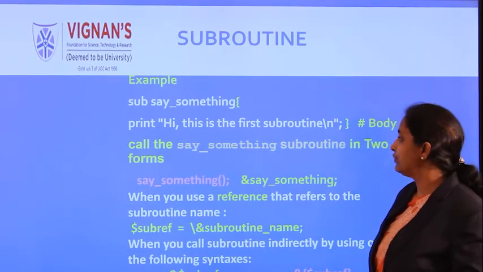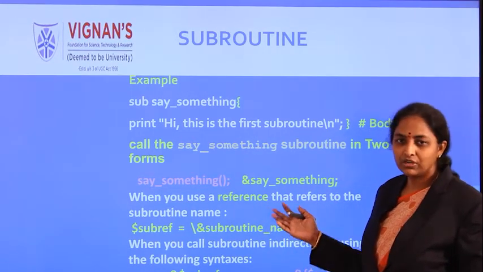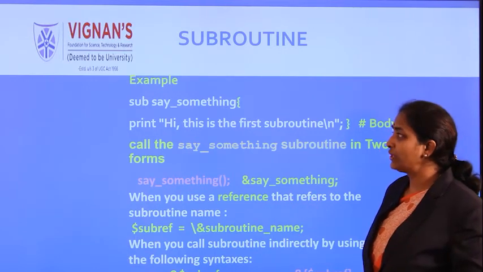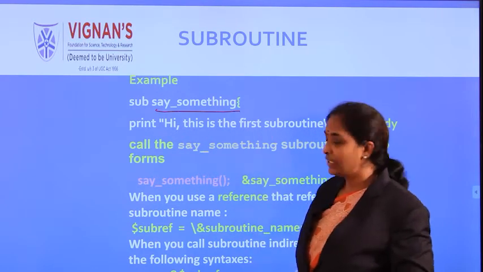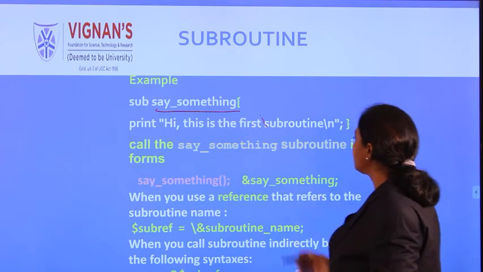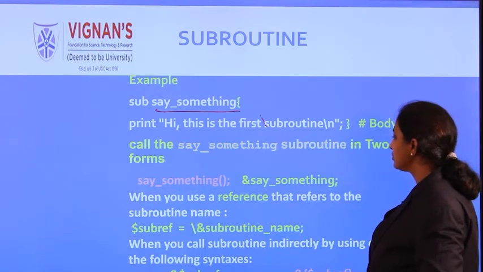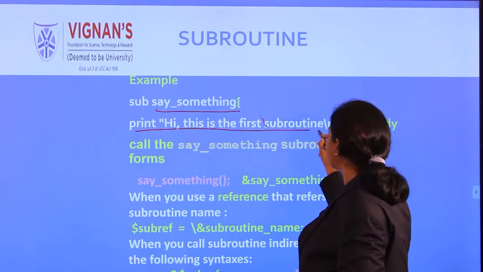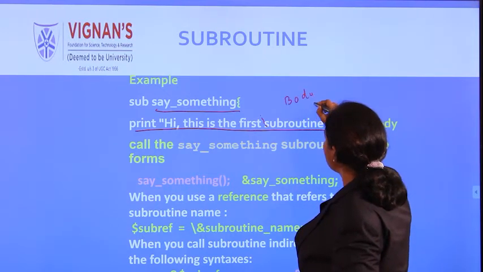In this example, now see how to differentiate the calling of the function in different ways. For that, let us take a simple example. Sub is the keyword and here your function is say_something. Now start writing the function. Here, print "hi, this is the first subroutine". So this is the body of your function, consisting of a single line. Now this is the end.